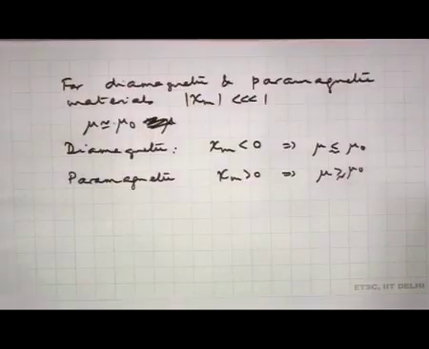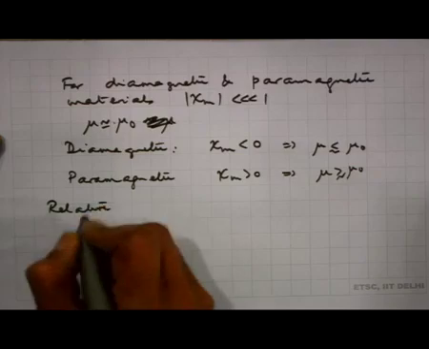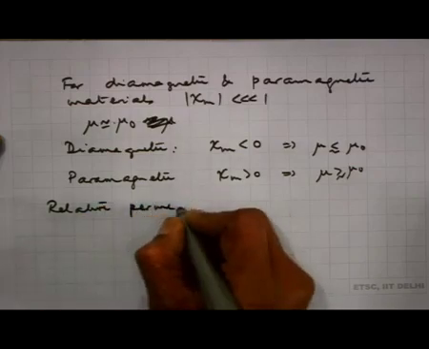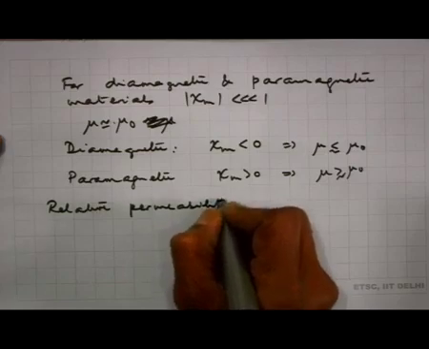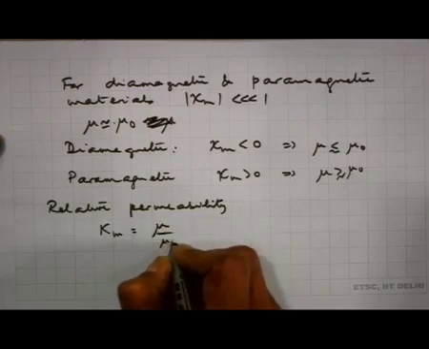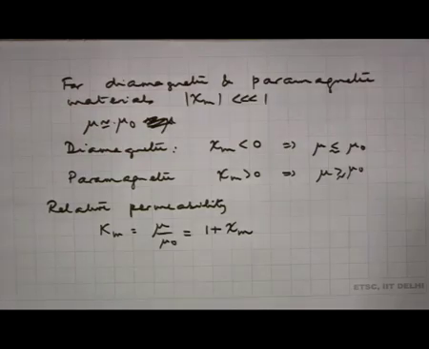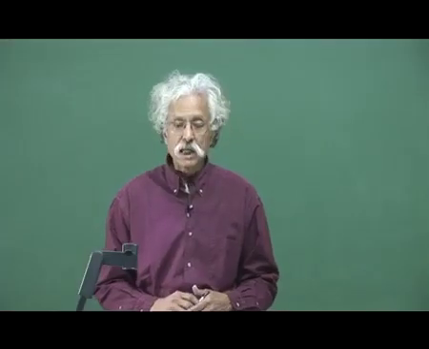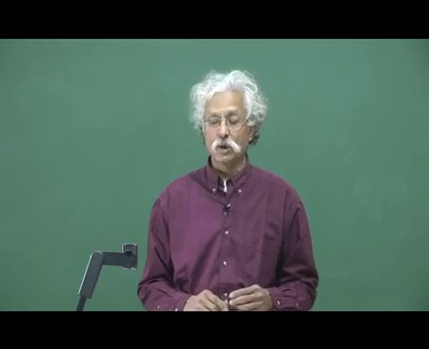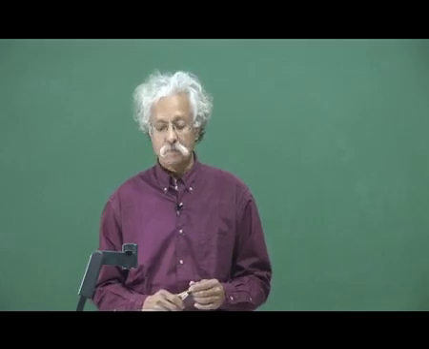So, we have defined a permeability mu. We can also define a relative permeability K m, equal to mu by mu naught, which is equal to 1 plus chi m. This is the relative permeability of the medium, just like relative permittivity, which was called the dielectric constant in electrostatics. For paramagnetic and diamagnetic materials, this relative permeability is very close to 1.